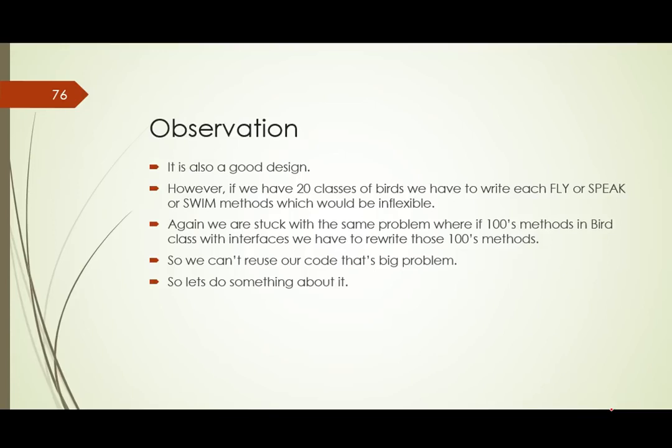If we really observe the design, it's really a good design. There is no confusion with it. The problem with this design is that if you have 100 or 20 classes, then you have to write the same methods every time, which is also a very WET solution. You're writing the same type of code again and again, which may seem very good, but is very tedious. So again, we're stuck with the problem of 100 methods. We have to write the 100 methods again. We really want to reuse our code, and we can't do it here, so it's a big problem. So let's really do something about it.